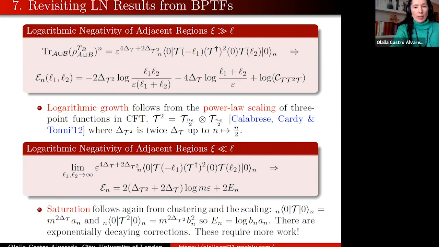So I'm almost at the end, so don't worry, I think I'm going to finish more or less on time for the discussion. There's 1 minute left.